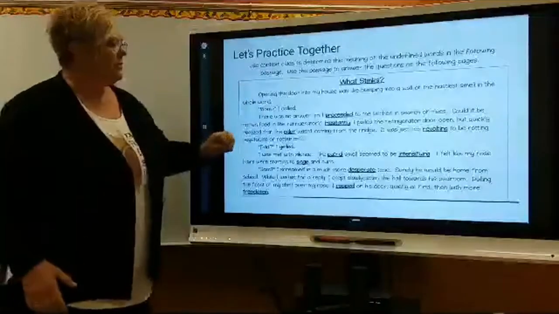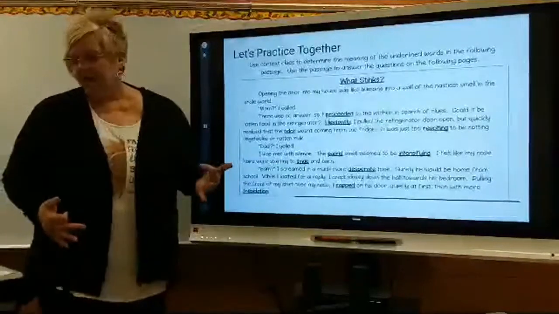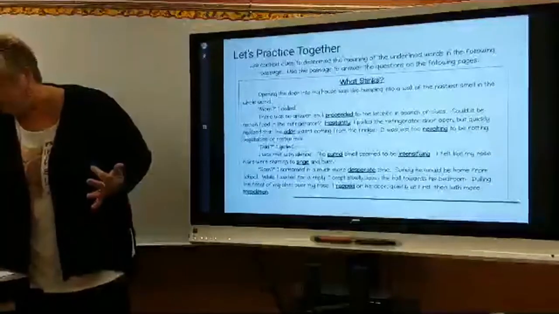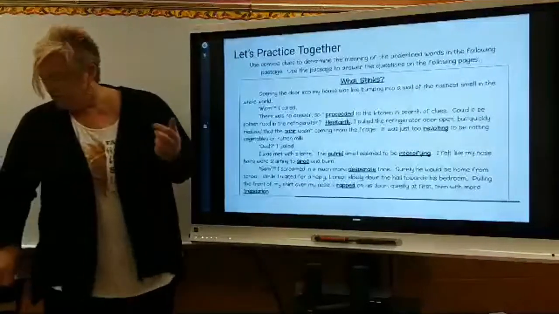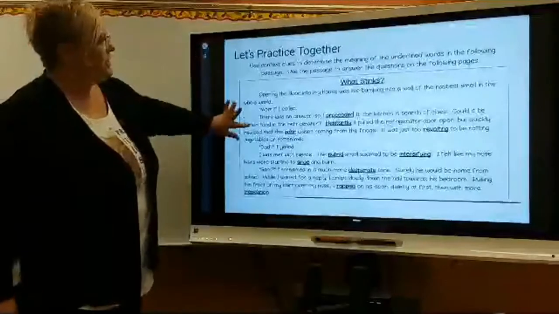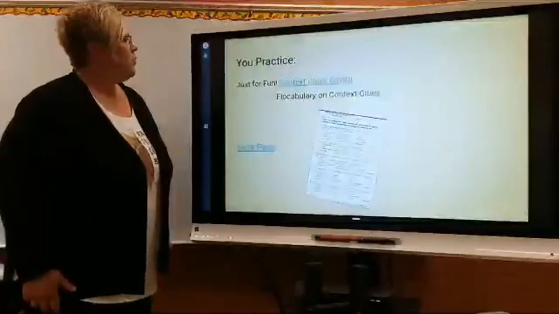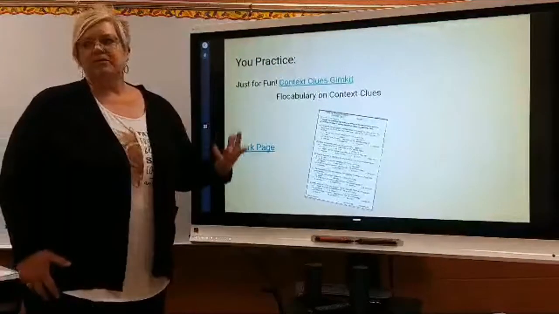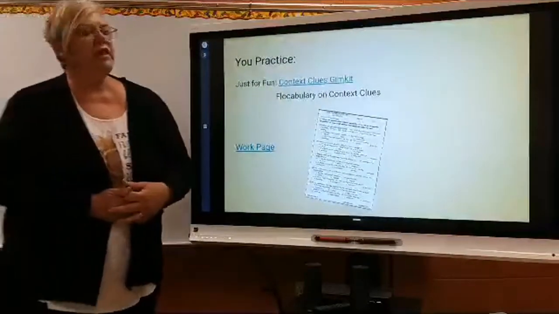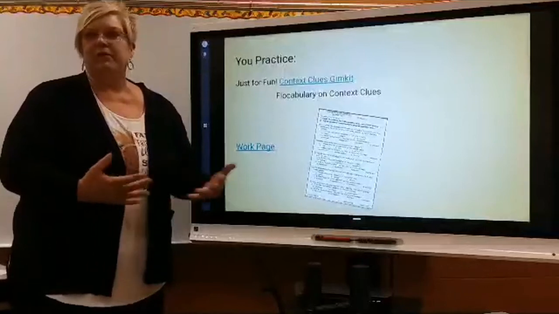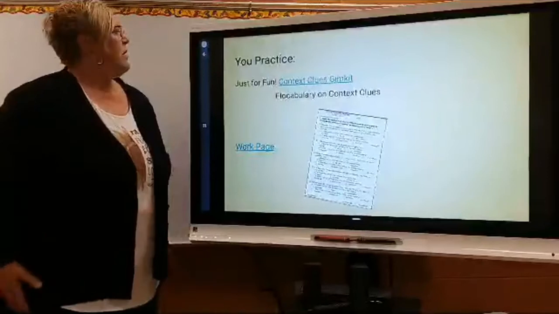So I would go through each one of my words in that same manner. After we have finished, we've done this together, and then I would want them to work with a partner, and they could finish the rest of the information together, and then we would come back and share what our responses were.